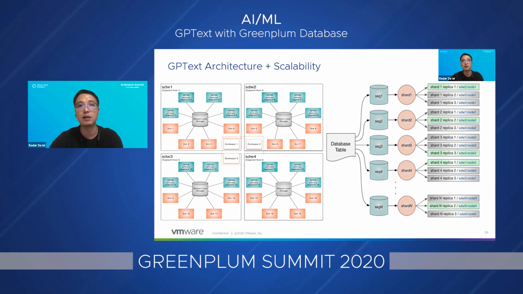So unlike other text search solutions, for example, Elasticsearch and MySQL, GPDB and GPText provide parallel processing. Parallel processing means we can gain much better performance and scalability, which makes us unique.